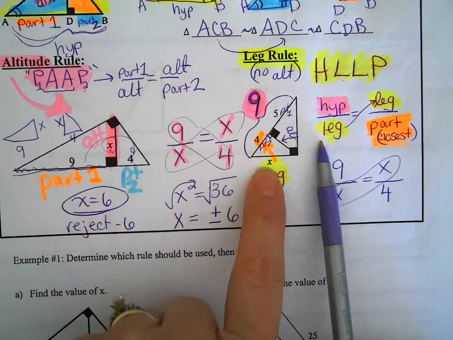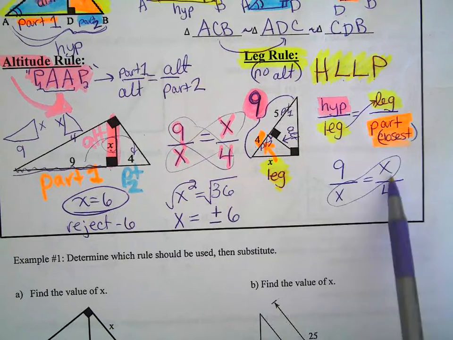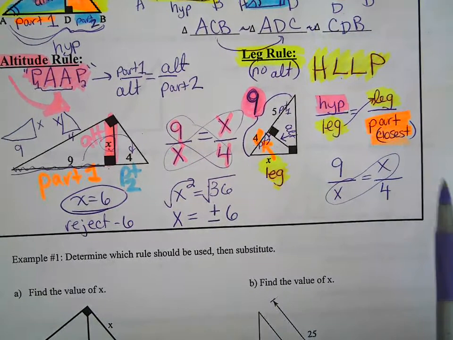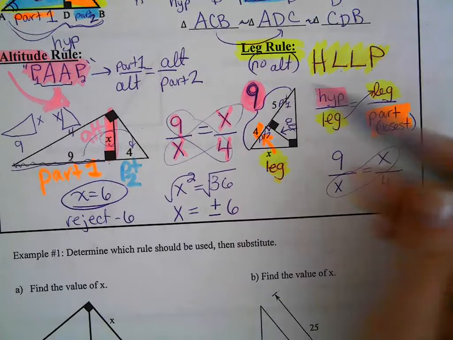Hypotenuse is the leg we're looking for. Now, X might not be on the leg all the time. The X variable isn't always going to be here, and I'll show you that down in these examples. The hypotenuse and the other part.